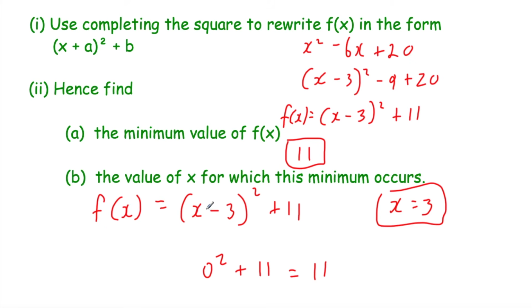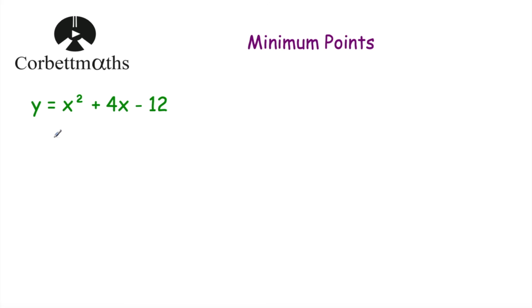Okay, so we've looked at where we've used completing the square to find the minimum values of some functions. Now let's have a look and see how we can use completing the square to find the minimum points of some graphs. If you've got a quadratic graph in the form of x squared plus something, where it's a positive x squared, it will be a U-shaped parabola. It will have a minimum point, the turning point at the bottom, where the gradient is equal to 0.